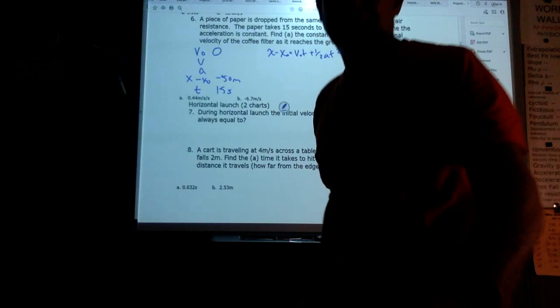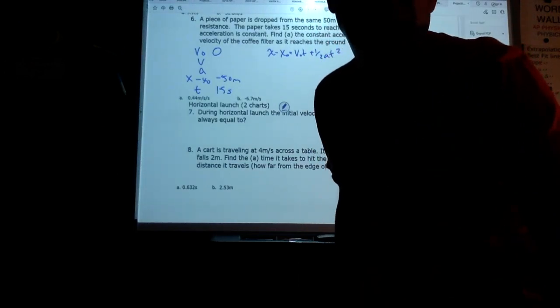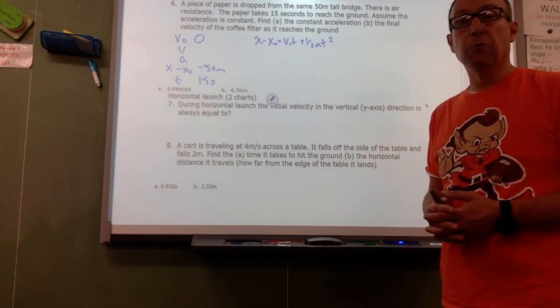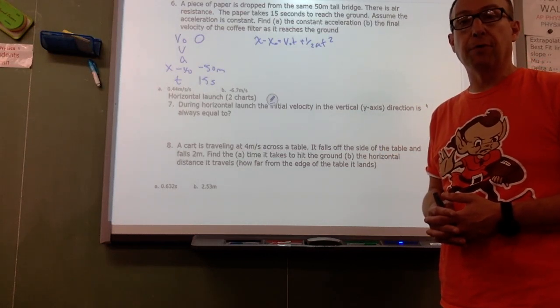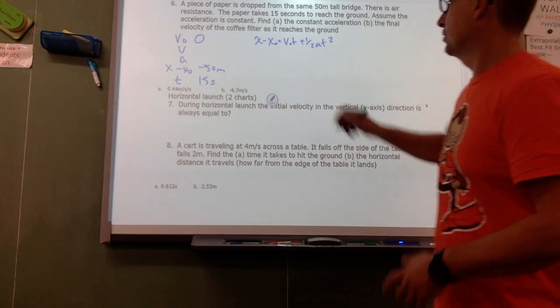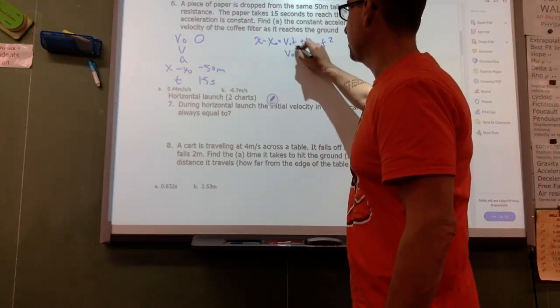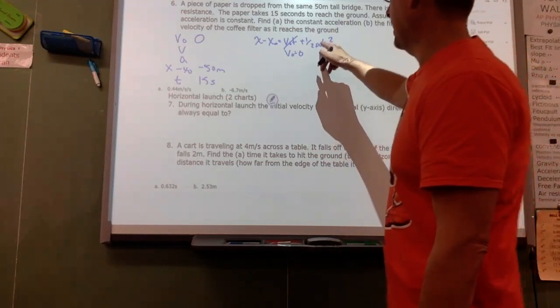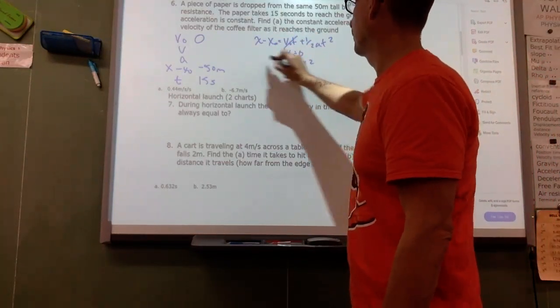So I'm looking at the same equation. And now, instead of moving it around to get t, I'm going to move it around to get a. So my initial velocity is still 0, so that goes away. 0 times anything is 0. And now I can multiply by 2.